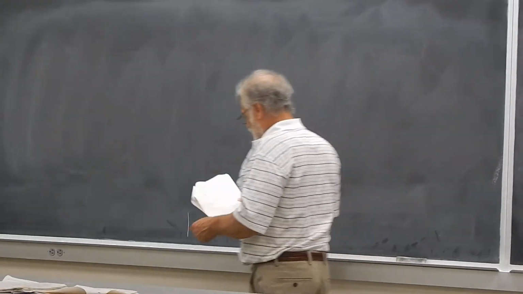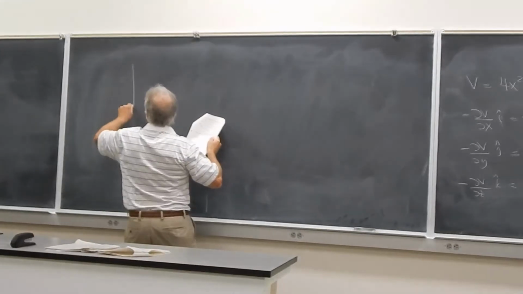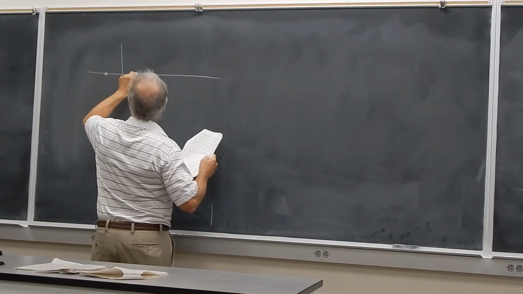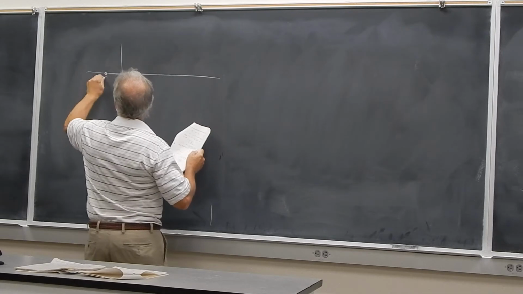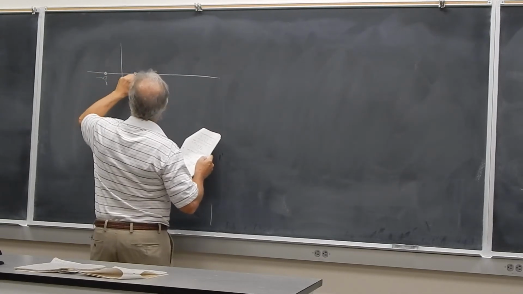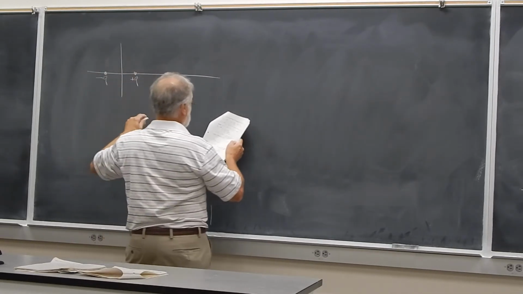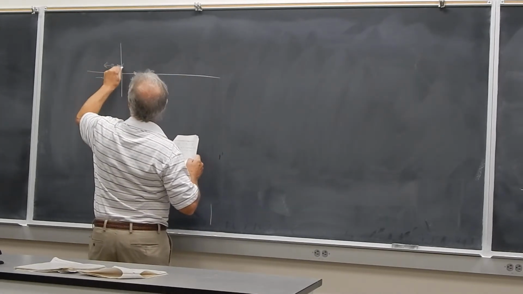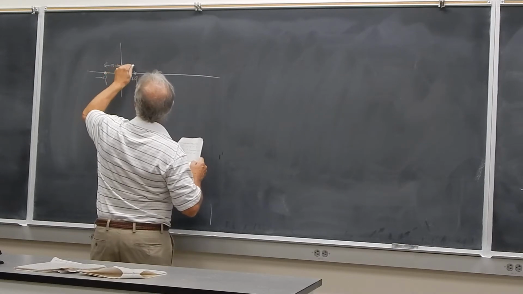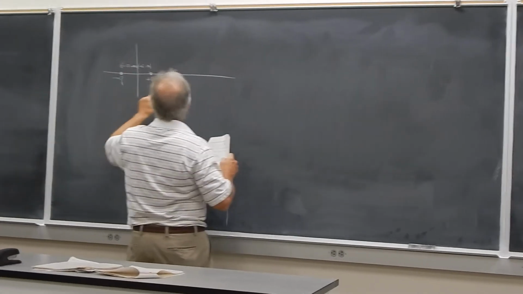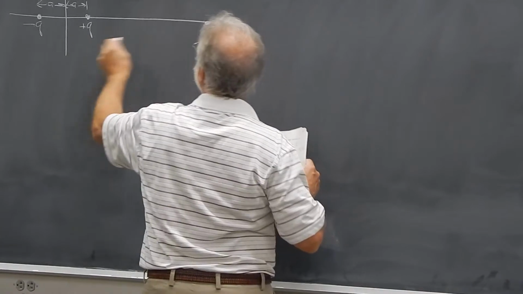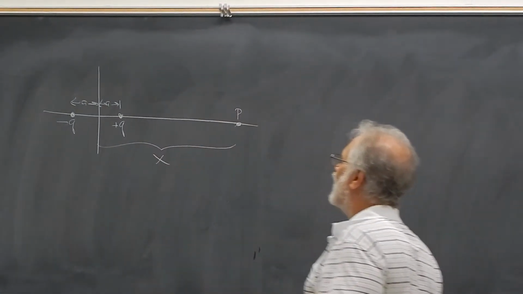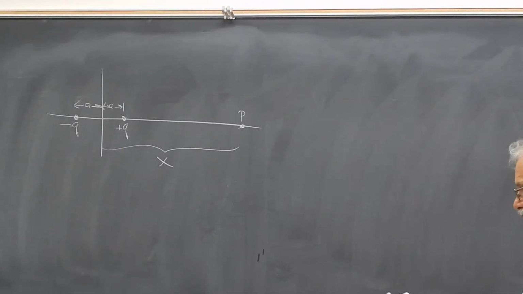Let's look at the electric potential due to a dipole. So suppose I have a dipole along the x-axis, and I have a minus q here and a plus q here. And let's say that they're separated by a distance a. And I'm looking at some point P on the x-axis. I want to find the electric potential at point P.